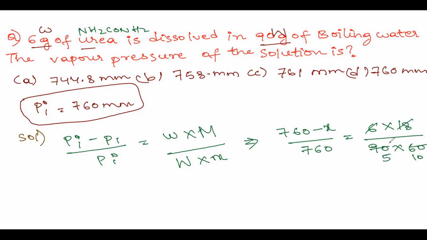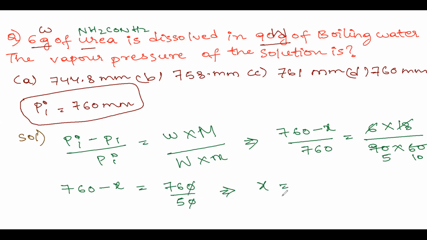So 1 by 50. (760 minus X) by 760 is equal to 1 by 50, implies 760 minus X is equal to 760 by 50. The 0 and 0 get cancelled because this 760 has been sent this side. So 0, 0 gets cancelled. 76 by 5.